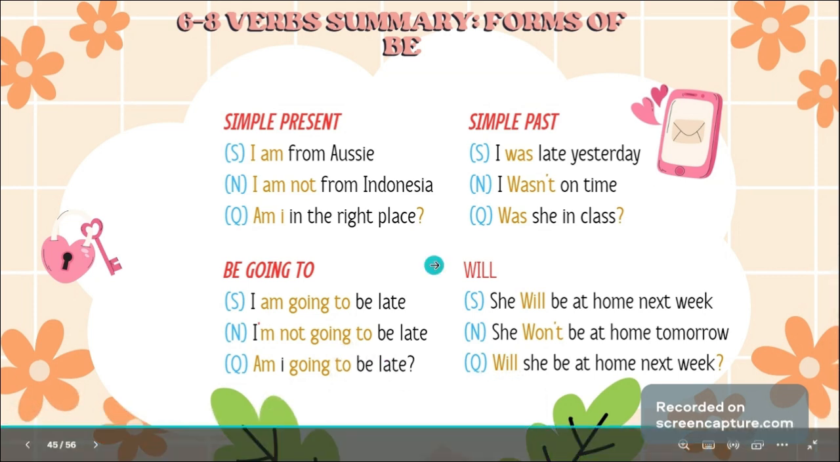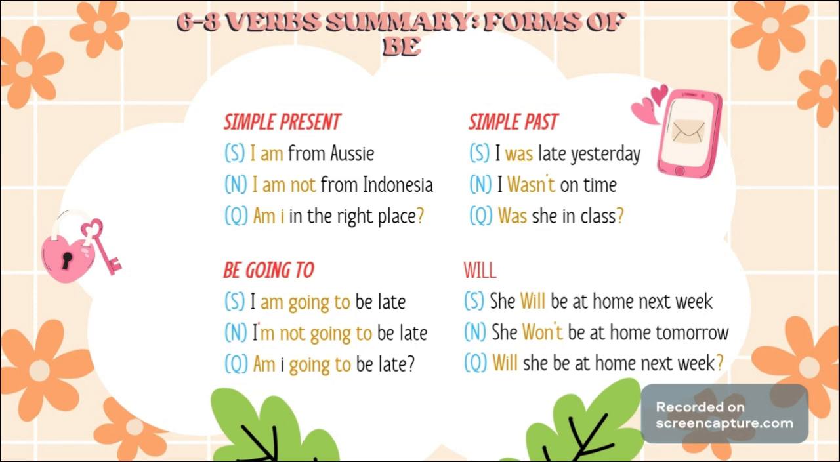Okay, for will, we have the statement: she will be at home next week. "Will" and "next week" indicate that the plan is going to happen in the future, so you are still planning it. And for negative, we have: she won't be at home tomorrow, or she will not be at home tomorrow. And for question: will she be at home next week? Okay, did you get it?